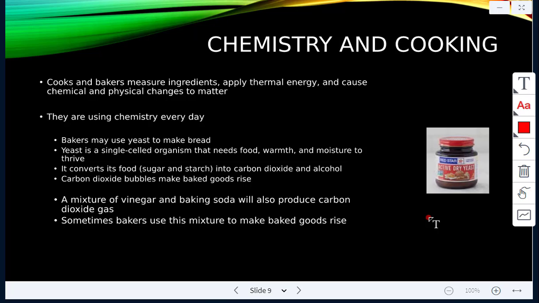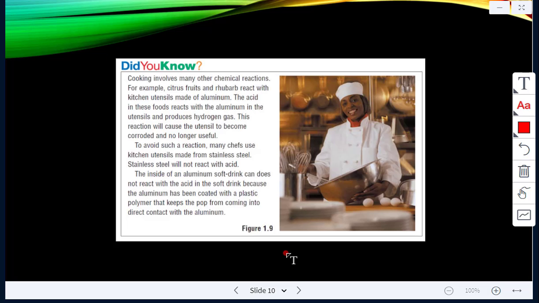A mixture of vinegar and baking soda can also produce carbon dioxide gas, and sometimes bakers use that mixture as well to make baked goods rise. This is from the textbook, an interesting fact: some fruits like citrus fruits and rhubarb react with kitchen utensils that are made of aluminum. The acid in those fruits reacts with the aluminum in utensils and produces hydrogen gas, and this reaction will cause the utensils to become corroded, and they're no longer useful.